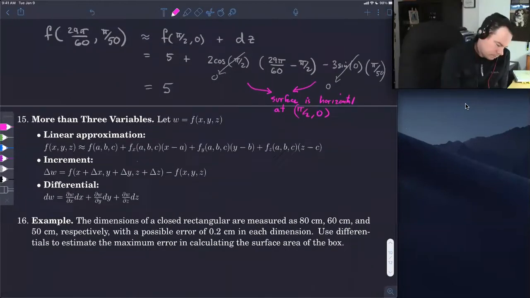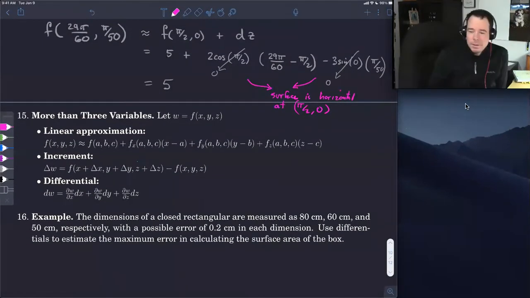Okay. This is a good summary. So point 15 here is a good summary of what we have for 2 variables, but it also applies for 3 variables as well. So I've written it here for 3 variables, but you can always suppress one of the variables and get a summary of what the section had in it.